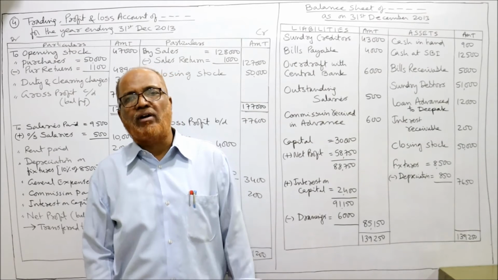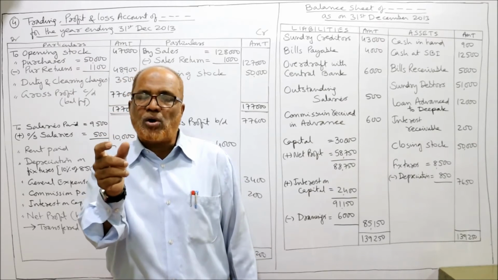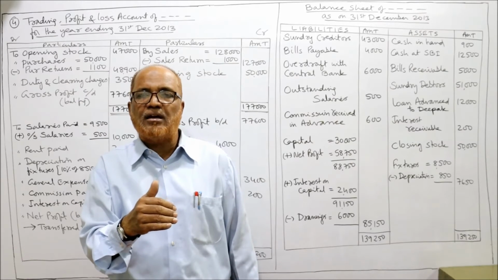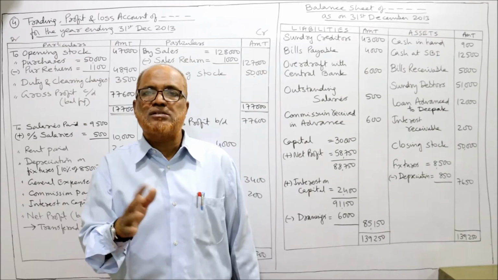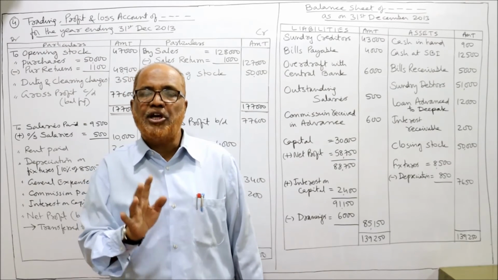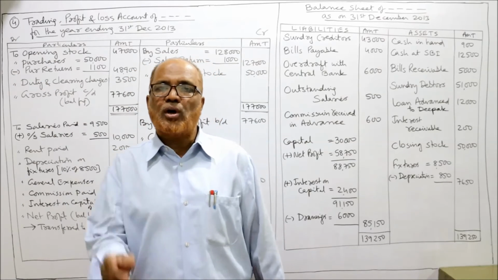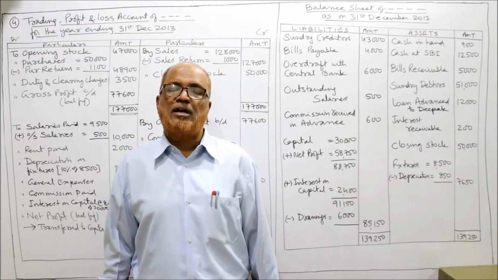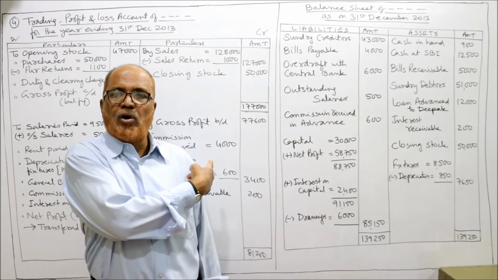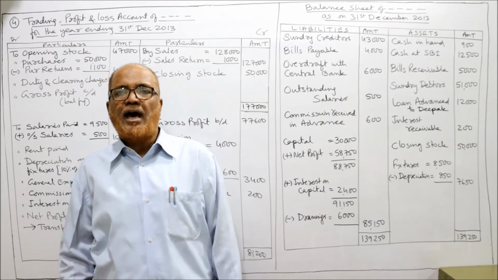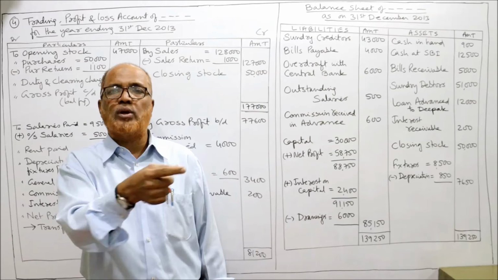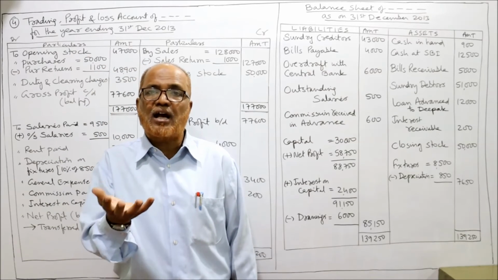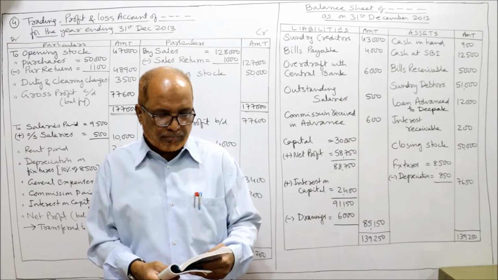Commission received in advance. In the trial balance, commission received is already given. The adjustment says commission received in advance, which means this is not current year's income. It will be carried forward to the next year. So commission received in advance will be deducted from commission received on the credit side of the P&L account. And this commission received in advance will be shown as a liability. It is income received in advance.